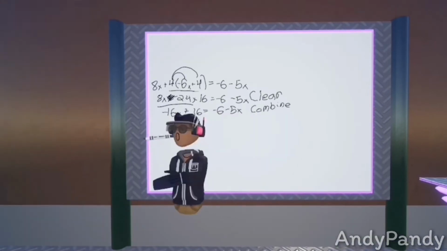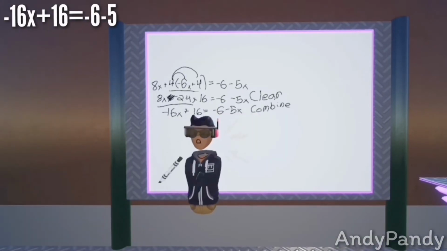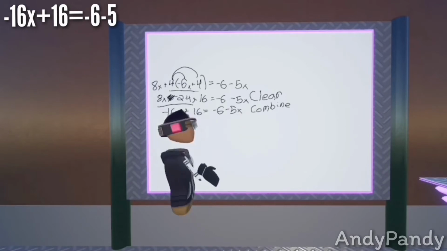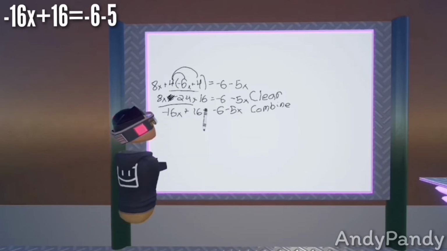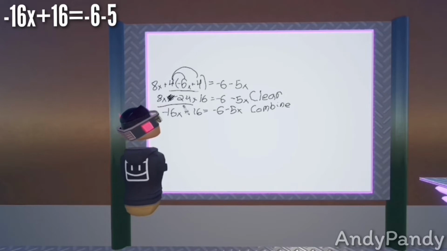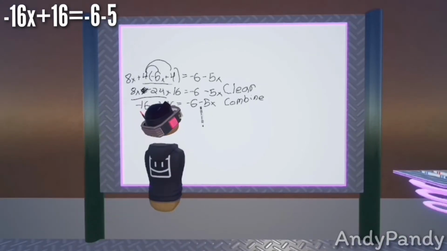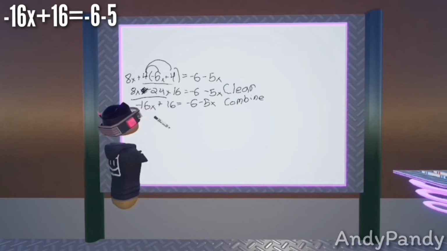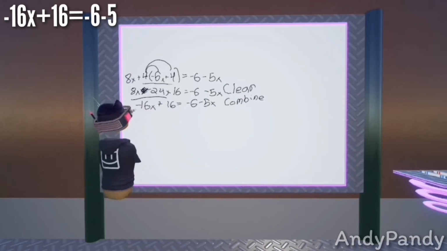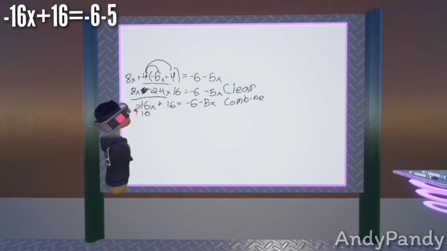Next step is to add and subtract to get the terms with the variables on each side. So that means combining like terms from each. Here we go. Negative 16x from the left side and negative 5x from the right side are like terms. So we start at negative 16 plus 16. That gives us 0. We don't want that. We are gonna cross that out.